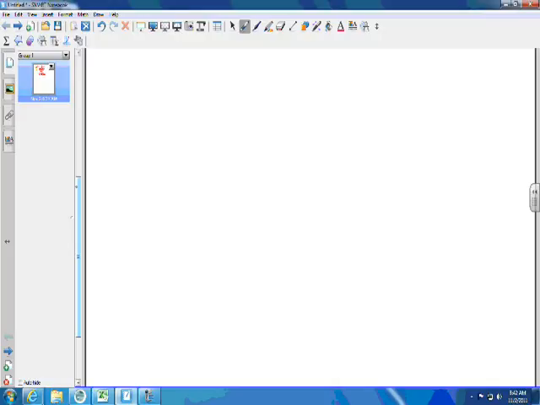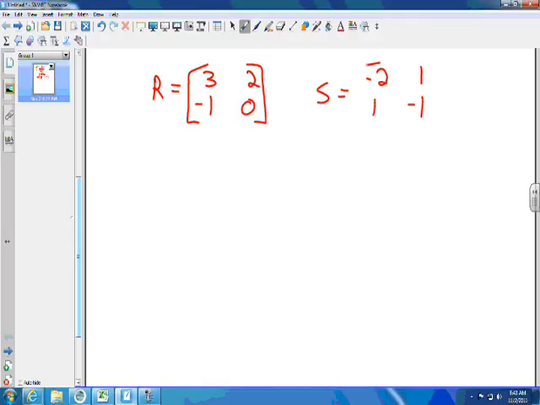R equals 3, 2, negative 1, 0. S is negative 2, 1, 1, negative 1. Now once it's defined, RS, which means you would multiply R times S.